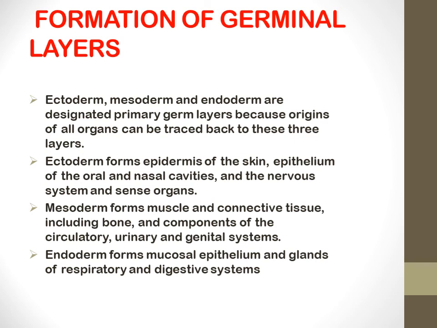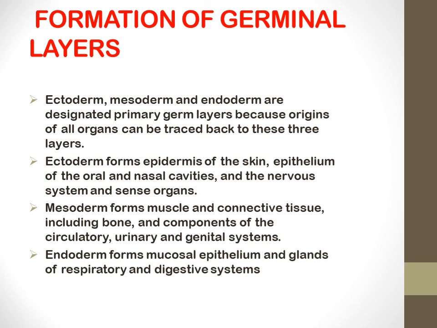The formation of 3 germinal layers: the ectoderm, endoderm and mesoderm. These are designated the primary germ layers because all organs originate from these 3 germinal layers. Ectoderm forms the epidermis of the skin, the epithelium of the oral and nasal cavities, and the nervous system and the sense organs. All these things are very important, and you will know their importance as you learn about them in systemic histology.